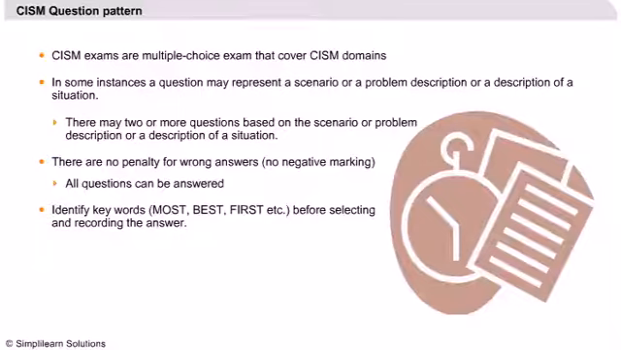So far, we have discussed the syllabus, value of the certification to professionals and organizations, requirements, exam format, and question paper pattern. Let's proceed to understand about this tutorial offered by Simplilearn in the next slide.